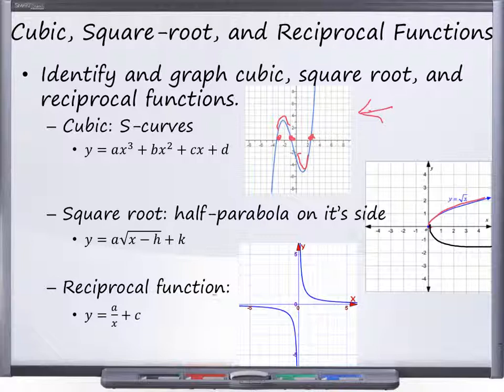We also have reciprocal functions. Oh, yep, I am purple. I'm not blue anymore, I'm purple. Alright, a reciprocal meaning that there is an x in the denominator. This is also called a rational function. This is where we get our asymptotes, right? This one has an asymptote of x equals 0 and y equals 0.